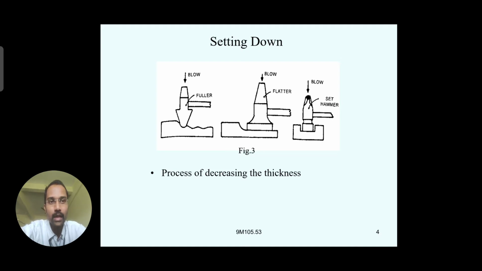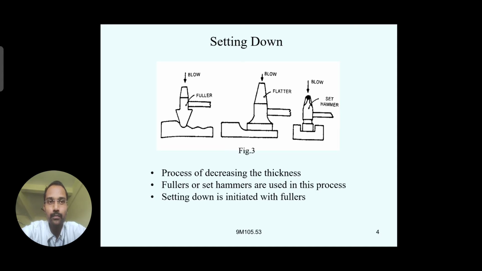Similarly, if there are confined or difficult shapes, small space shapes, and you want to provide a flat surface, generally we prefer the set hammers, right? The main purpose of this setting down is to decrease the thickness of the bar. And what tools are we using in this case? The fullers or set hammers are used in this process. Right, and here the setting down is initiated.